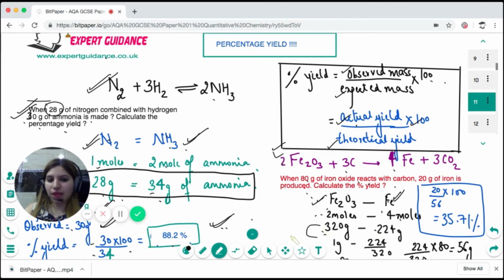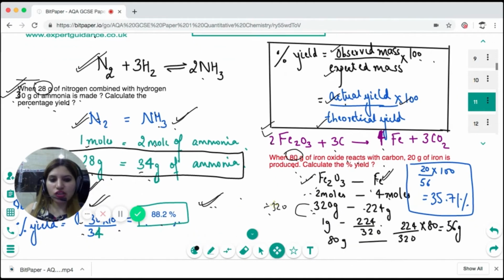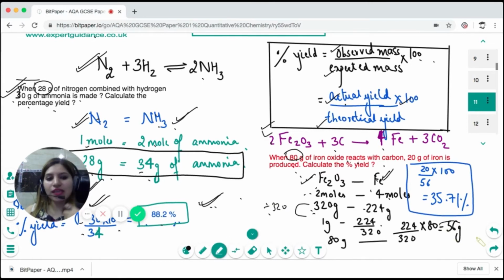We'll find the mass for 1 gram, divide by 320, and then multiply by 80, because iron oxide is given to be 80. So 224 divided by 320 times 80 gives us 56 grams. That is, we should get 56 grams of iron when we have 80 grams of iron oxide.